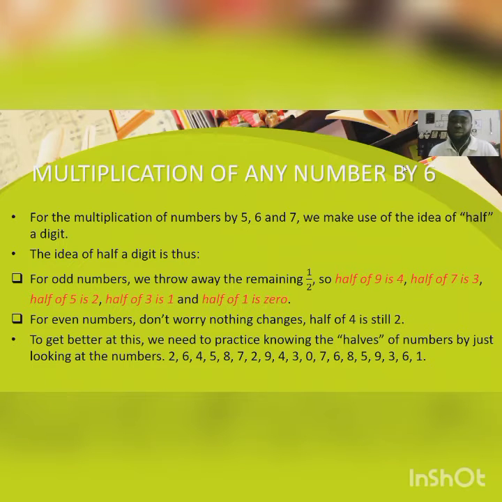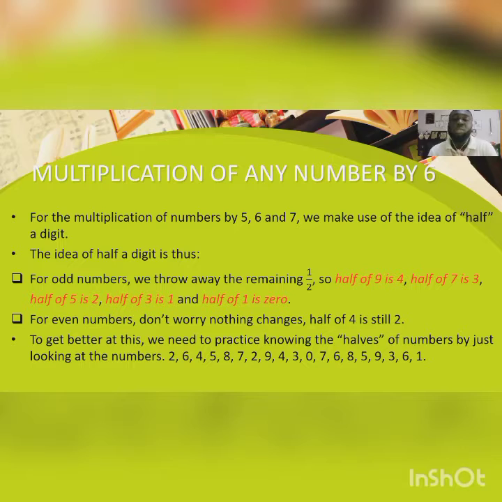Now, when we're looking at multiplication of numbers by 6, we have to make use of the idea of half a digit, not just 6, 5, 6, and 7. So what's half a digit? For odd numbers, for instance, if we have to do 9 divided by 2, or half of 9, that should be found as a half, right?